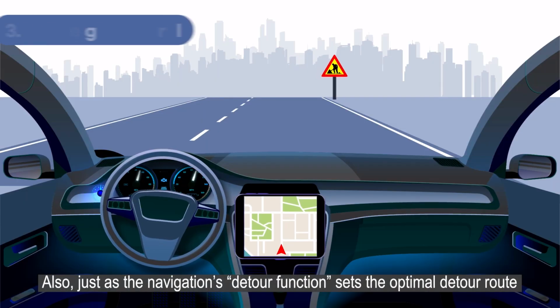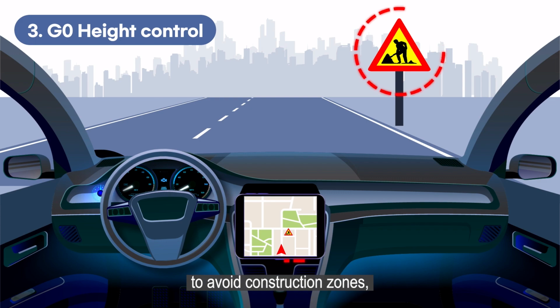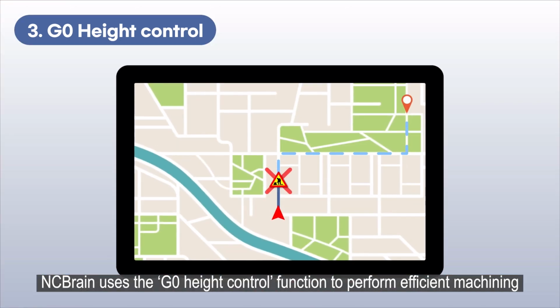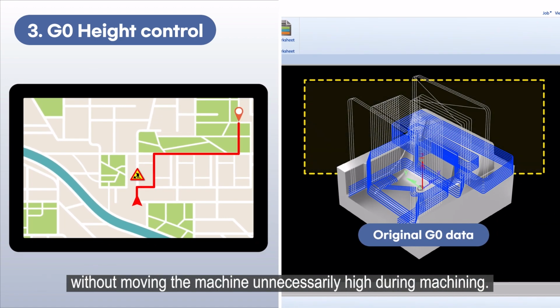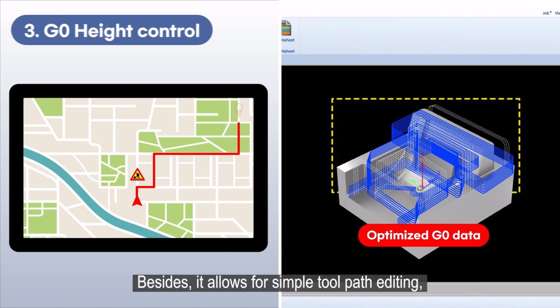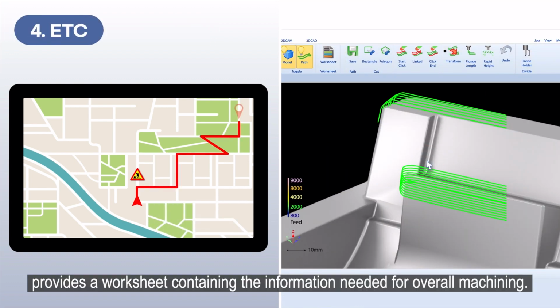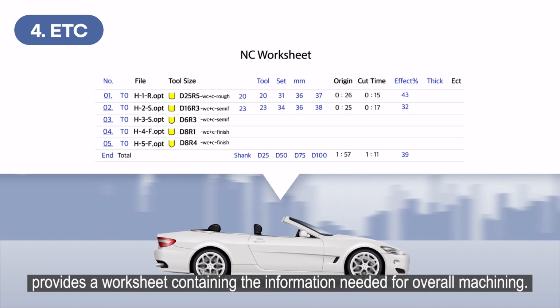Also, just as the navigation's detour function sets the optimal detour route to avoid construction zones, NCBrain uses the G0 height control function to perform efficient machining without moving the machine unnecessarily high during machining. Besides, it allows for simple toolpath editing, provides a worksheet containing the information needed for overall machining.